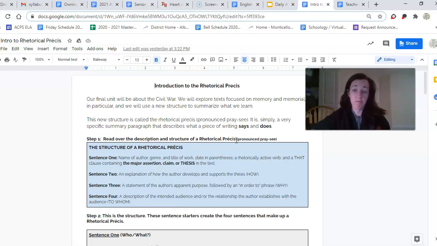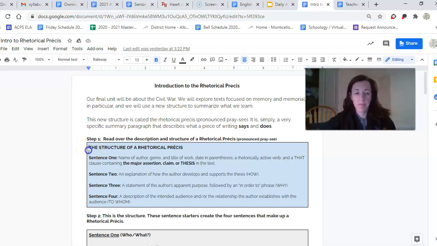Here is what I recommend you do. Looking at the précis structure, there is a very specific guide for what a précis looks like, and it's here under step 1, the structure of a rhetorical précis. Sentence 1: name the author, genre, and title of work, date in parentheses, a rhetorically active verb, and a that clause that contains the major assertion, the claim, or the thesis. It's a lot for one sentence, but everything is very clearly explained.